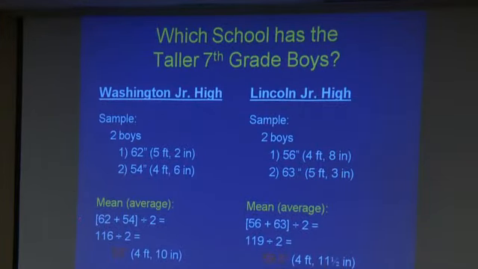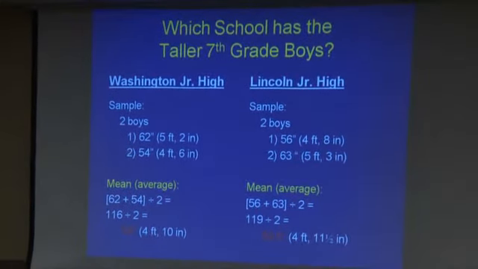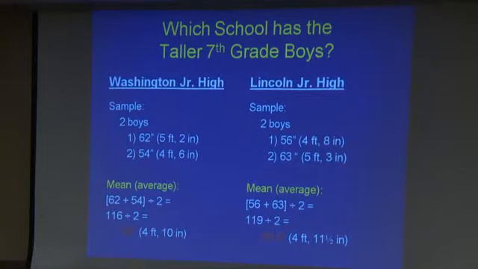Mean is just another way of saying the average. And the average we would calculate by taking the sum, or adding up all the heights of the boys we measured, and dividing that sum by the number of boys that we measured. So we would add 62 and 54, which we're doing here, and divide it by 2, which is the total number of boys that we measured. So 62 plus 54 is 116. We divide that by 2, and we find that the mean average at Washington Junior High, based on a sample of 2, is 58 inches.